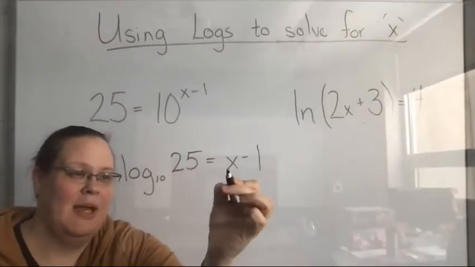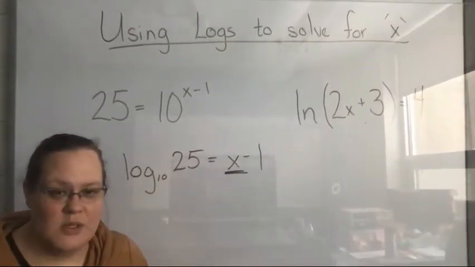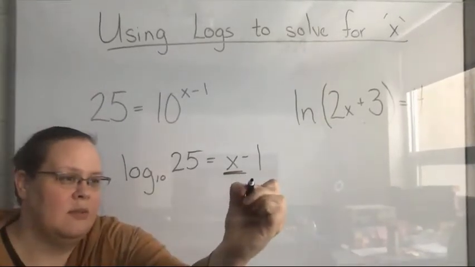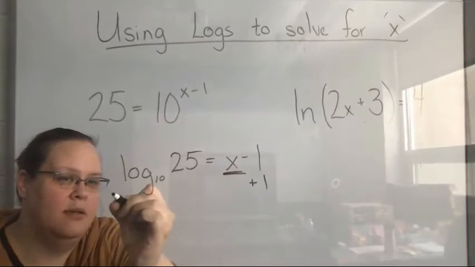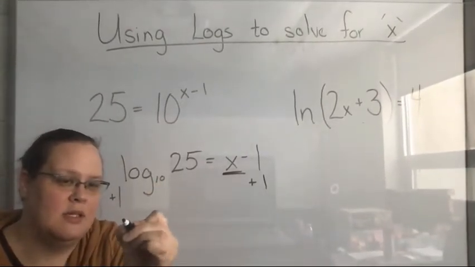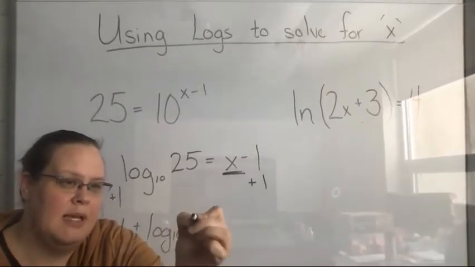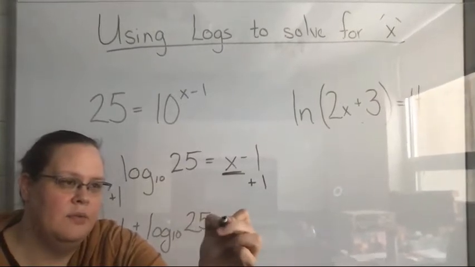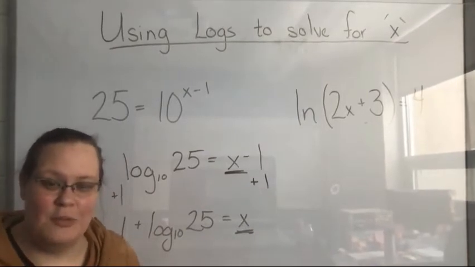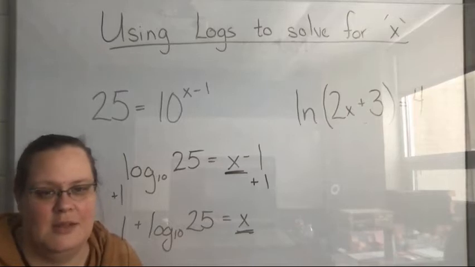And now you see we have that x nearly all by itself. That's always our goal as we're solving for x, is to get that x by itself. And what we need to do yet is we need to now add a 1 to both sides. So I'm going to rewrite this, and it's going to say 1 plus log base 10 of 25 equals x. And look at that. We've gotten that x all by itself by rewriting it and then being able to kind of undo some of the other things.